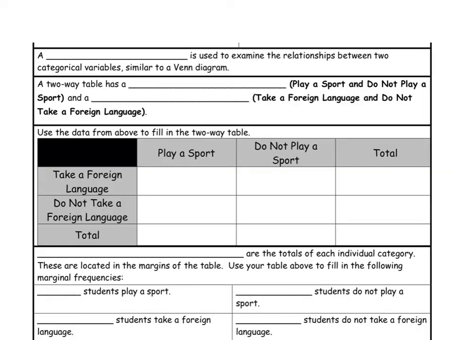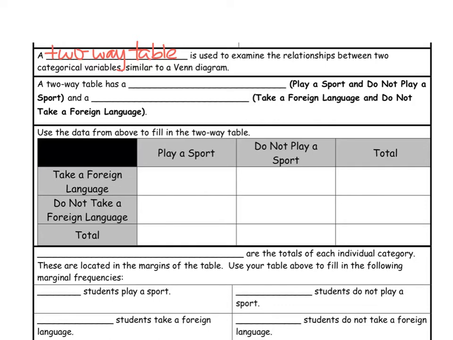So we're going to take that information from the Venn diagram and we are going to make a two-way table. And a two-way table is used to look at the relationship between two categorical variables, and it's similar to a Venn diagram. Instead of using circles, we're going to make a table. And so a two-way table is going to do just that.